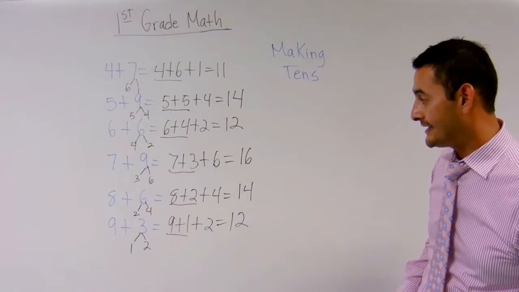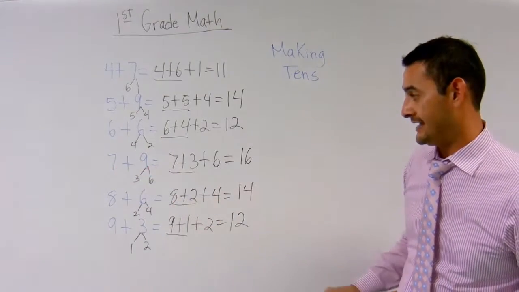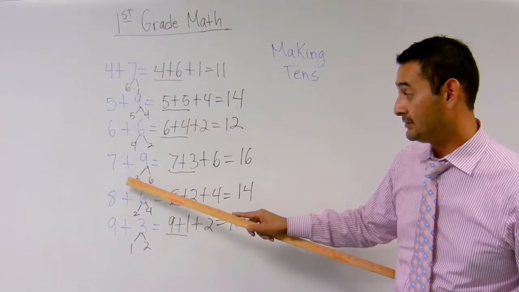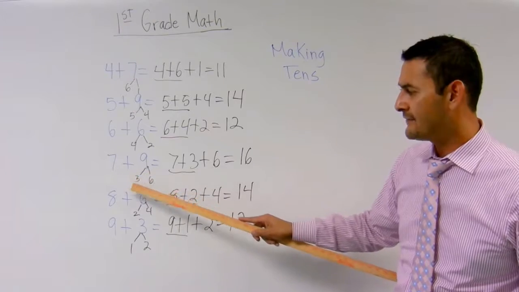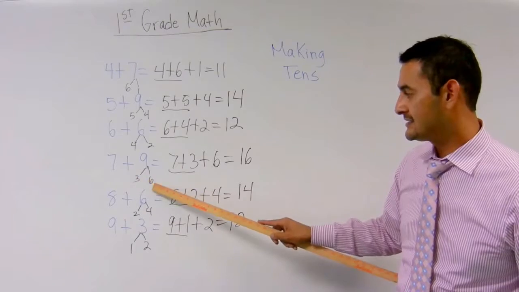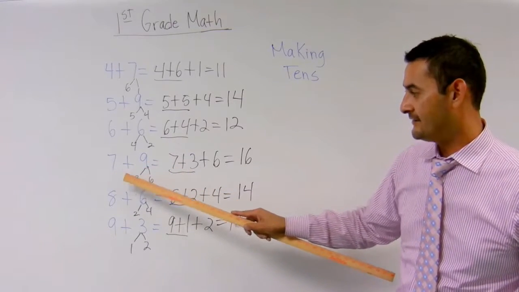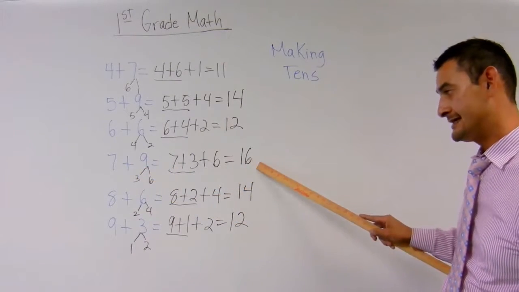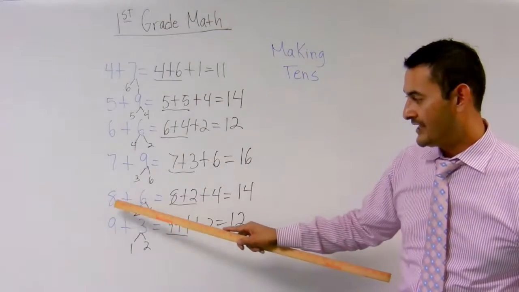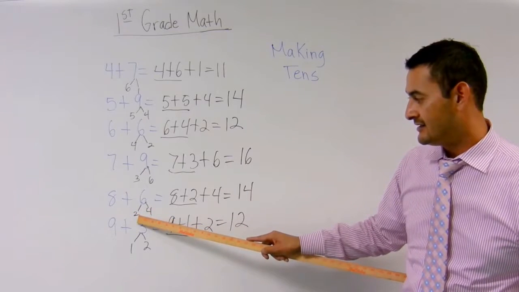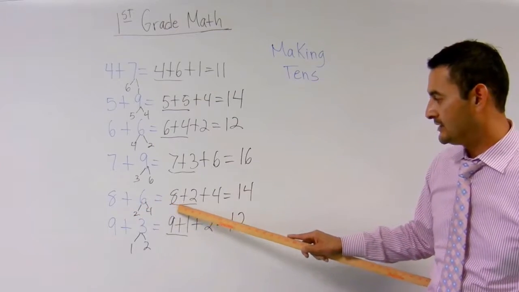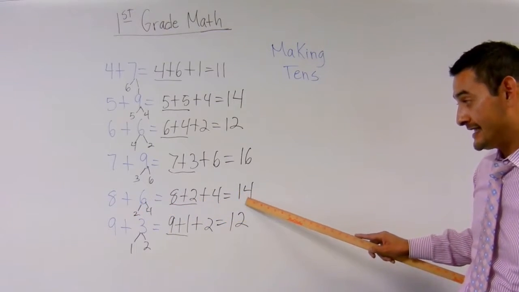Now let's take a look at this next one here. I've got 7 plus 9. I'm going to decompose this 9 so that I can make 7 plus something equal 10. And I know that 7 plus 3 is 10. So let's decompose this number further. 3 plus 6 is 9. So here I've got 7 plus 3 plus 6 equals 16. Now let's take a look at this one. We've got 8 plus 6. Well, I know that 8 plus 2 is 10. And then 2 plus 4 is 6. So I decompose this 6. And here I've got 8 plus 2 plus 4 equals 14.